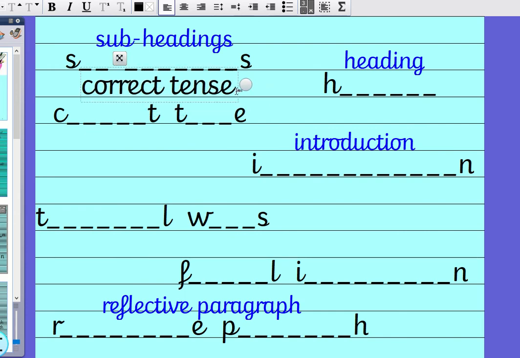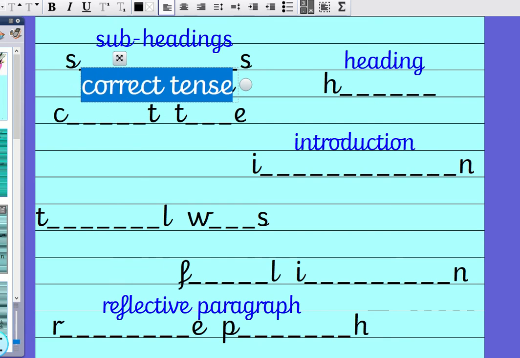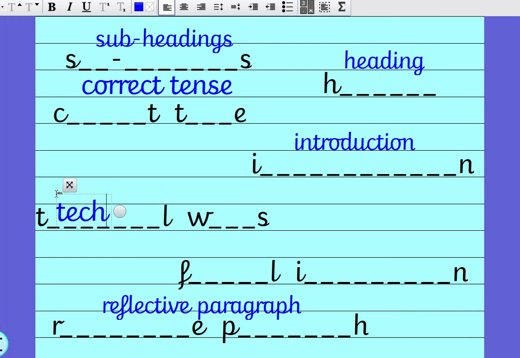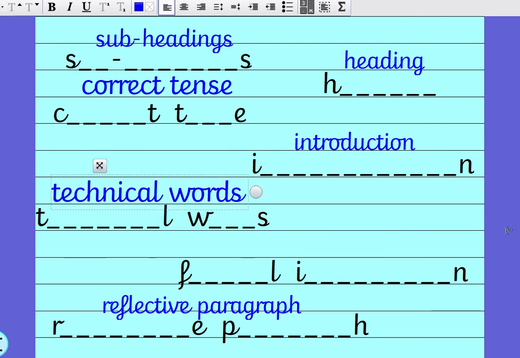The correct tense. So if you are writing something about what's happening in the present, that obviously is going to use present tense, but we were looking at work that's from the past yesterday, which means that it was the past tense, and that's important to us. That's something we need to remember. This is an old favourite, technical words. Words that are genre specific, words that we would not normally see in our text.